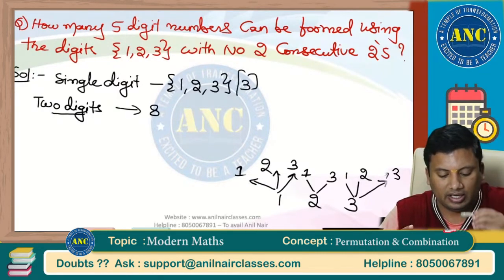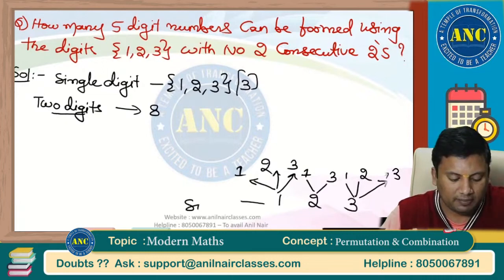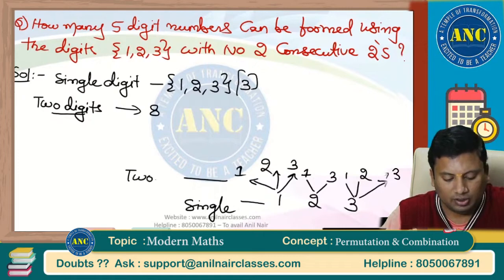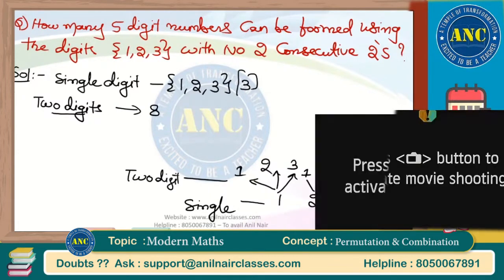Here it is 3 cases. This is a single digit number. This is a single digit number. And this is a 2-digit number. This is a 2-digit number.